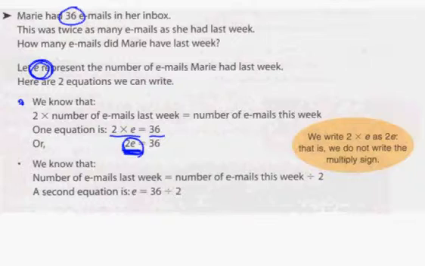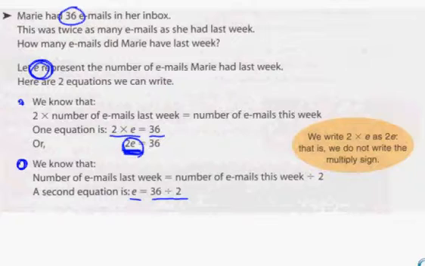Let's look at the second equation. The number of emails last week equals the number of emails this week divided by 2. So the equation is E equals 36 divided by 2. Does that make sense? E is the number of emails last week. 36 is the number of emails this week, and that happens to be twice as many as last week. That's why we're dividing by 2.